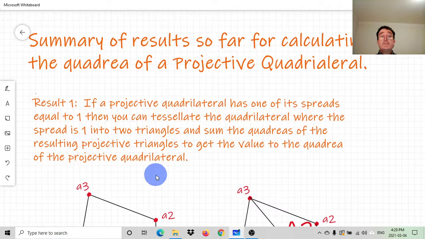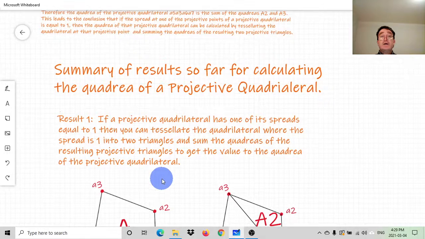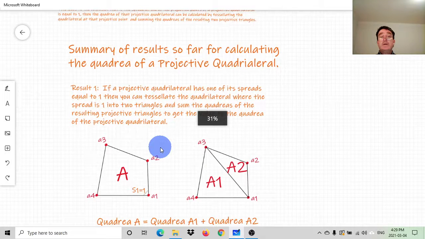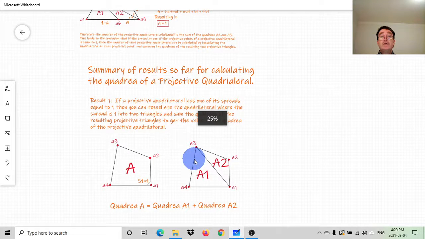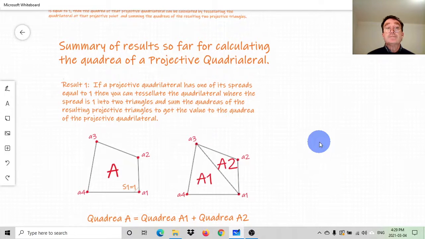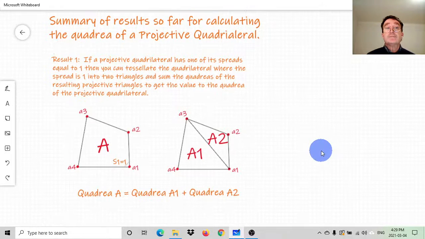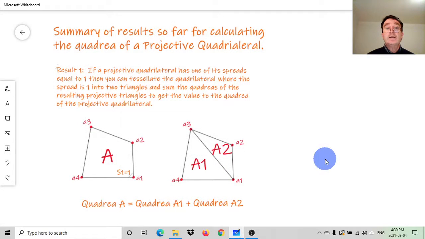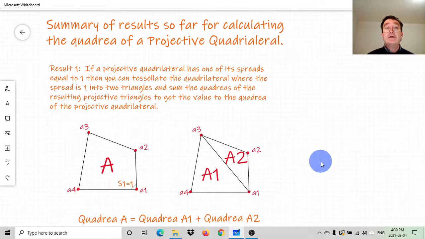I'll present a summary of the results we have so far for calculating the quadria of a projective quadrilateral.